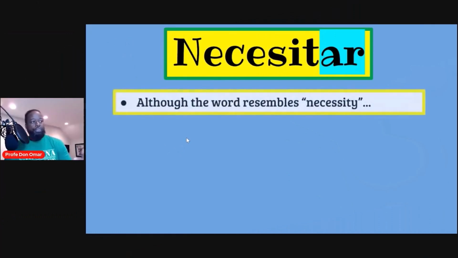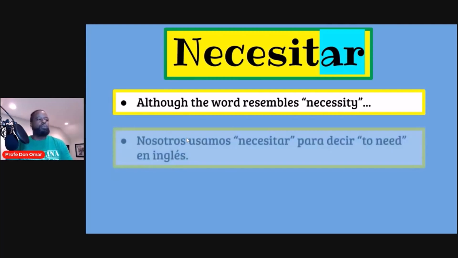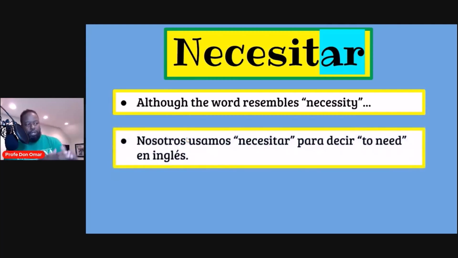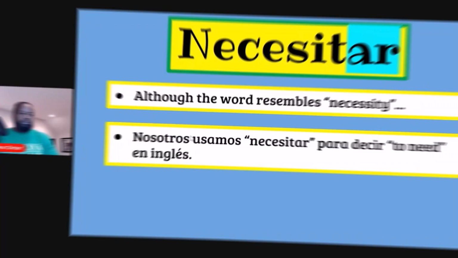In today's episode, we learn how to ask and answer the question about what you need. We need the verb necesitar. This word, when you look at it from an English perspective, you're probably thinking the word looks like necessity. But technically what this word is, all right, en español, nosotros usamos necesitar para decir to need en inglés.